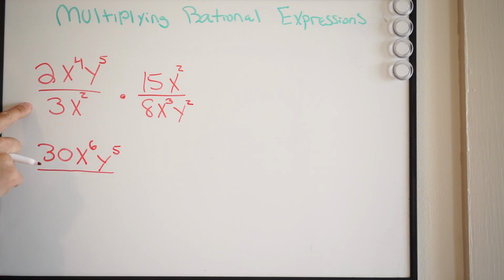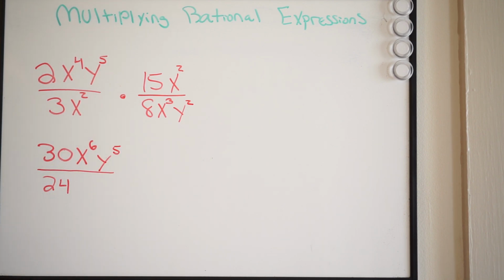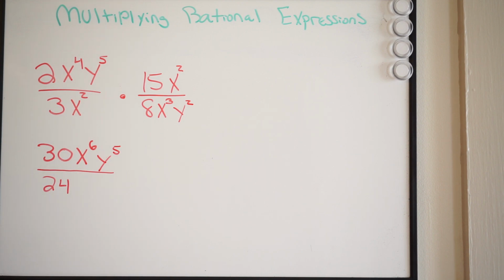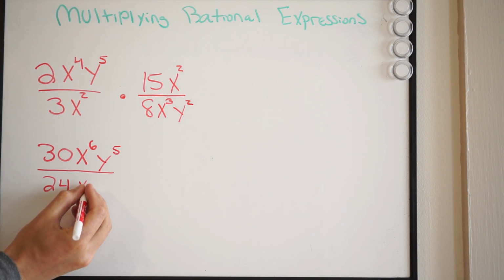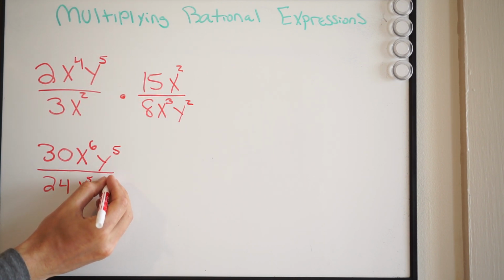Now here comes my denominator. Again, I like to work the coefficients first. So 3 times 8 is going to be 24. And then again, base of x, I'm multiplying, so I add the exponents, it becomes x to the 5th. And I have no other y, so the y just remains as y to the 2nd.